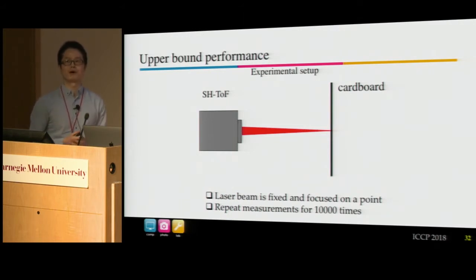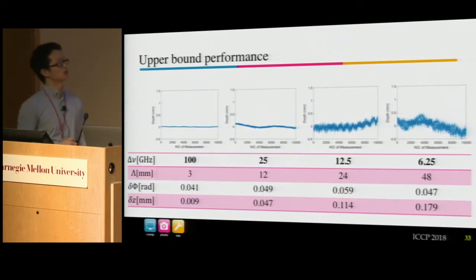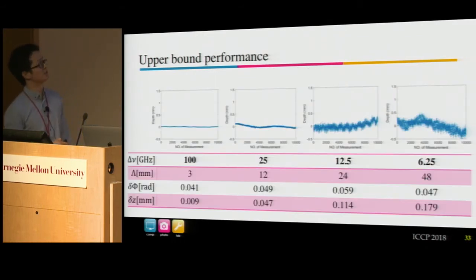So first we verify, okay, what is the upper bound performance of our setup? What we do is we basically fix the beam. We focus the beam on the cardboard and fix the beam and then do tensile measurement. We try different modulation frequencies from 100 gigahertz to 6.25 gigahertz. So the corresponding wavelength is going to be 3 millimeter and 48 millimeter.